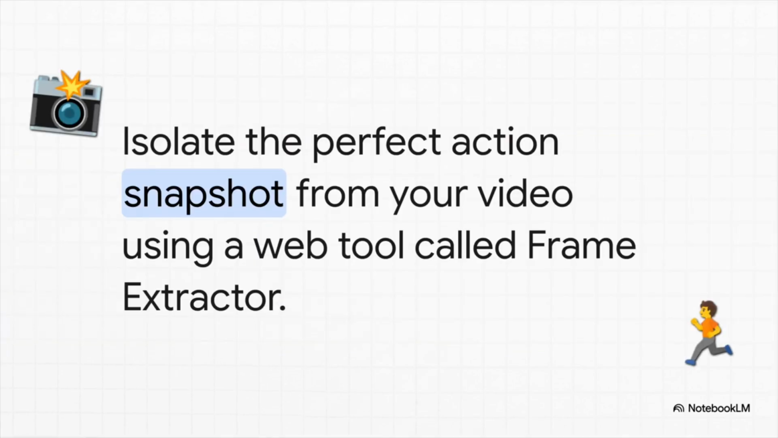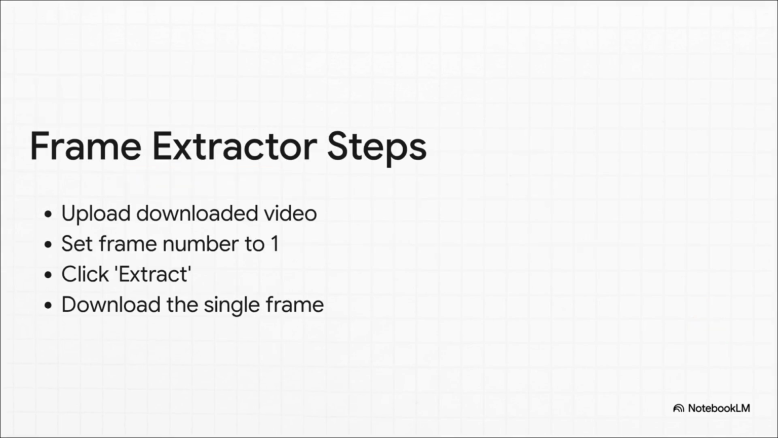Now, you can't just mash a raw video and a static image together and expect magic. First, we take that downloaded video and drop it into a web tool called Frame Extractor. The whole goal here is to isolate one single frame from that complex motion to set up our starting pose. This is a super quick pit stop. Just upload the video, set the extraction frame number to exactly 1, hit extract, and download that single snapshot. Boom! Now you have a frozen, perfect reference of the action.